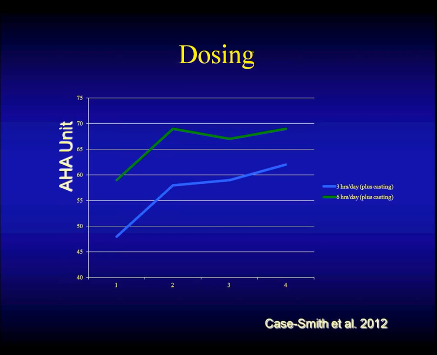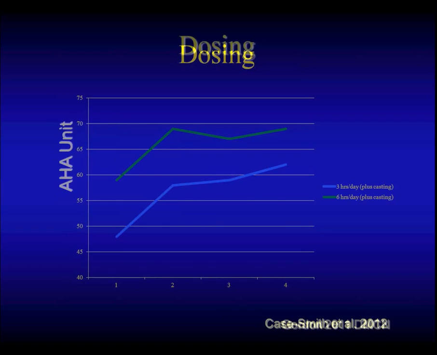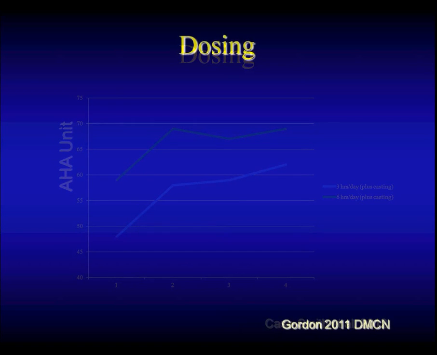The caveat here is that they used casting. So the children wore casts 24/7. So it's 3 hours versus 6 hours plus the rest of the day that the child's engaged in activity. So it's a little bit difficult to compare how much active training is necessary in this case. But nevertheless, using this model, it seems like you can use a smaller amount than typically provided for these older children, typically 6 hours per day.